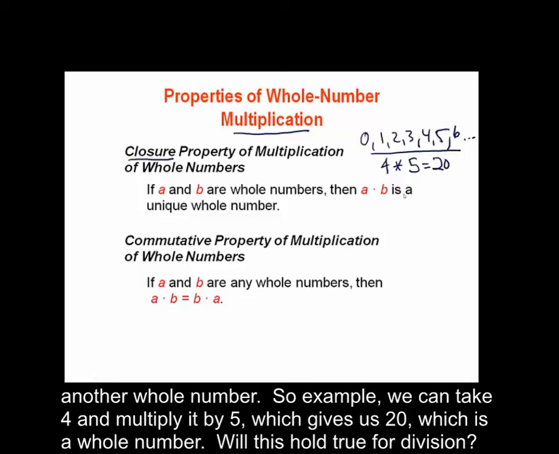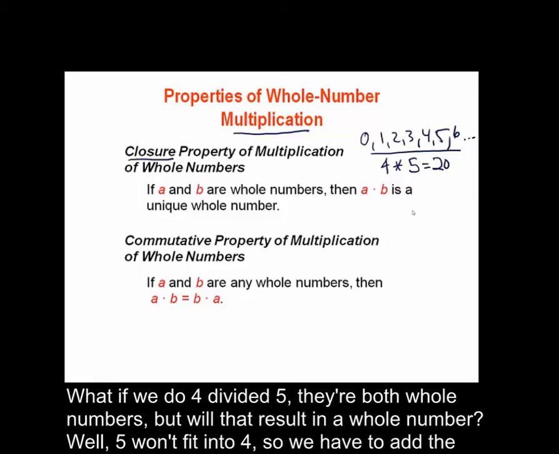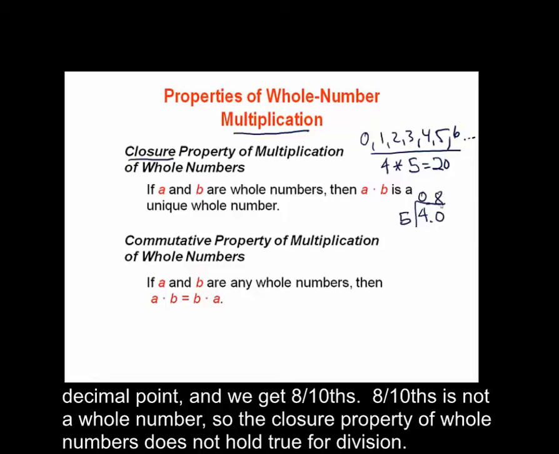Will this hold true for division? What if we do 4 divided by 5? They're both whole numbers, but will that result in a whole number? Well, 5 won't fit into 4, so we have to add the decimal point, and we get 8 tenths. 8 tenths is not a whole number, so the closure property of whole numbers does not hold true for division.